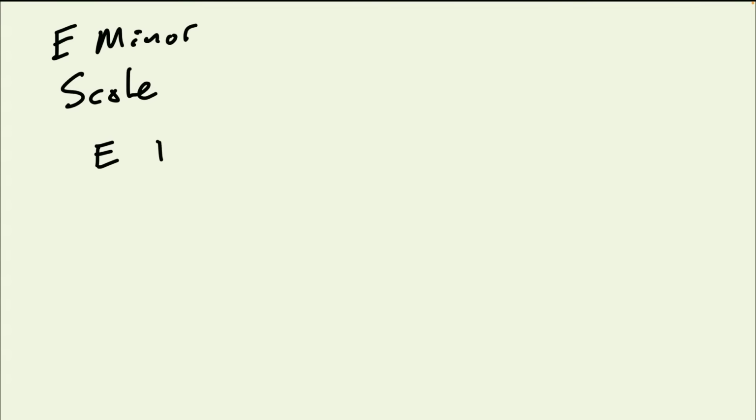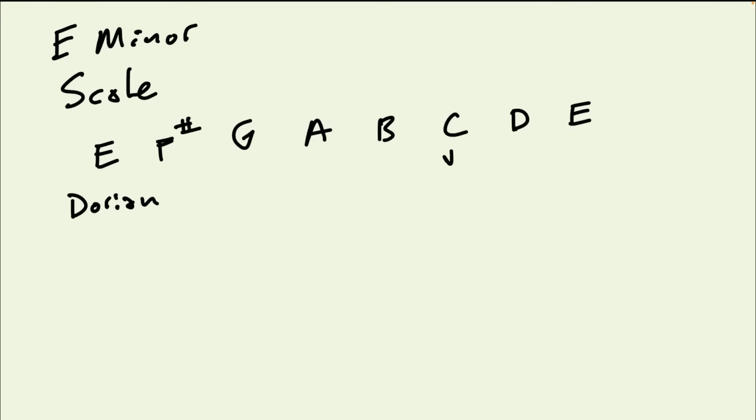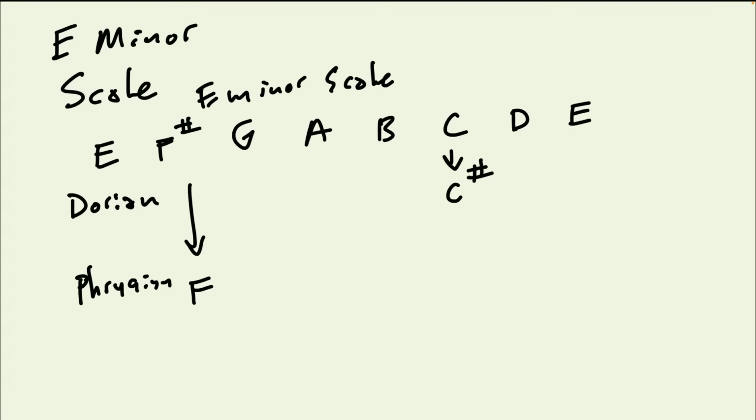E, F sharp, G, A, B, C, D, E. These are the notes in the scale. Now, if we were going to use Dorian mode, then we would just sharp the 6th note of the scale. And if we were going to use Phrygian, we would just flat the 2nd note of the scale. So this is E minor scale. And then if we just turned that C into a C sharp, it would be a Dorian scale. If we turn this F sharp into an F, it would be a Phrygian scale.